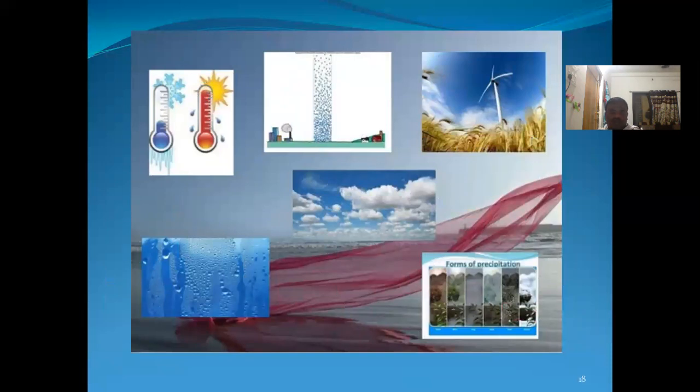These are some photographs showing the forms of precipitation. This is the windmill. That means these factors are responsible somewhat for changes in the composition of the atmosphere sometimes.